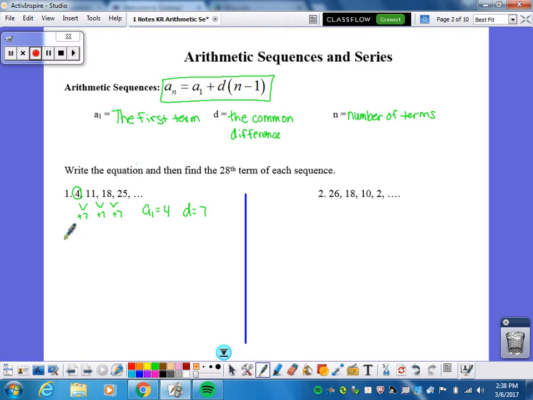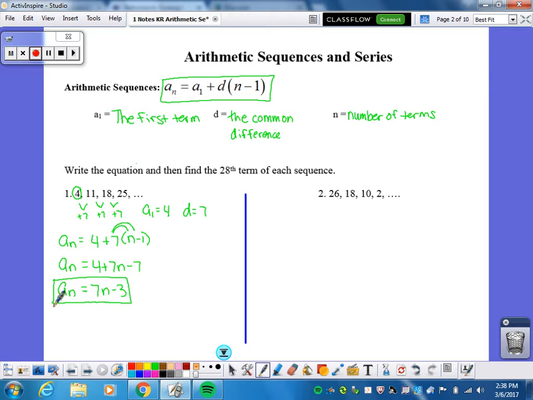So we're going to put in our values for A of n is equal to 4 plus 7 times n minus 1. Now we're going to want to write this in simplest form, so we're going to distribute our 7. We get A sub n is equal to 4 plus 7n minus 7, which then gives us our final equation, A sub n is equal to 7n minus 3. There's our equation. Now we can use this to find our 28th term.